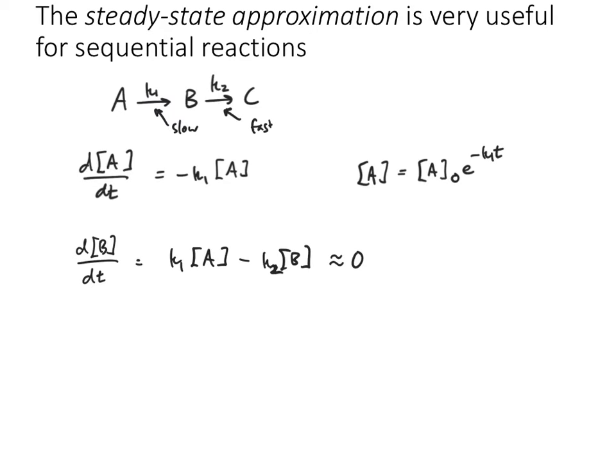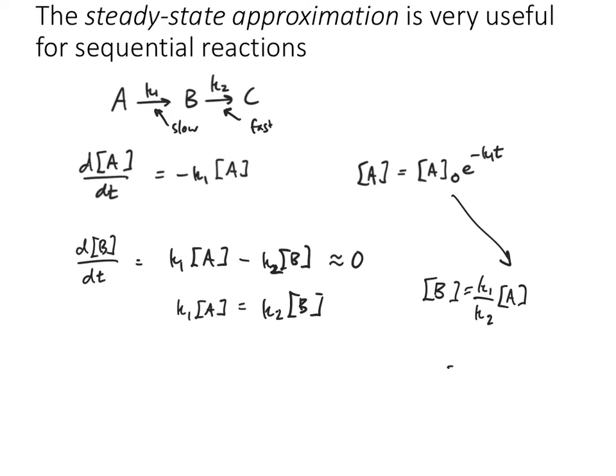So if that approximation is true, then we can just immediately write that k1 times the concentration of A equals k2 times the concentration of B. All right, and then that allows us to just say that the concentration of B equals k1 over k2 times the concentration of A, but then we can just plug that expression right in there. So the concentration of B becomes k1 over k2, starting concentration of A, e to the negative k1t, like so.